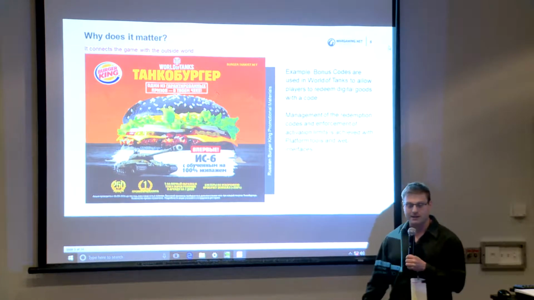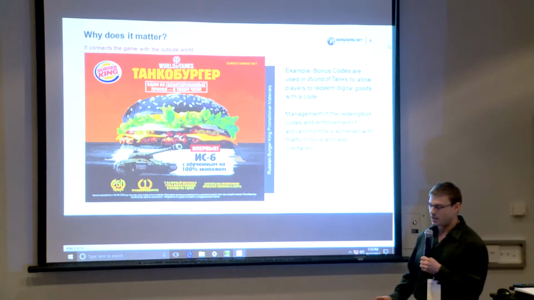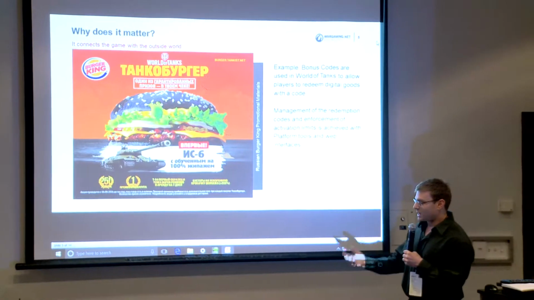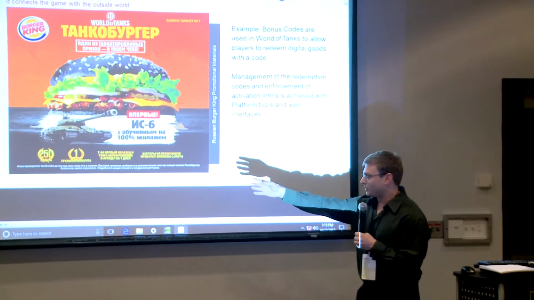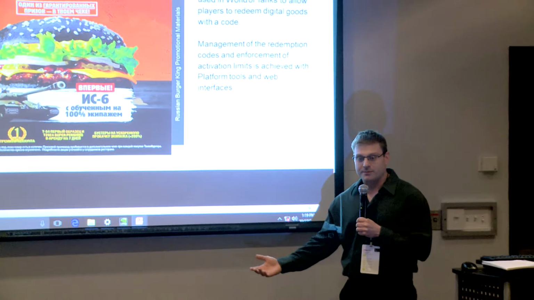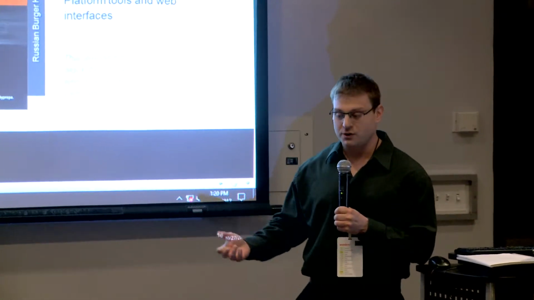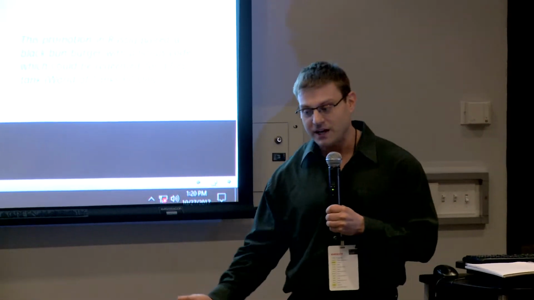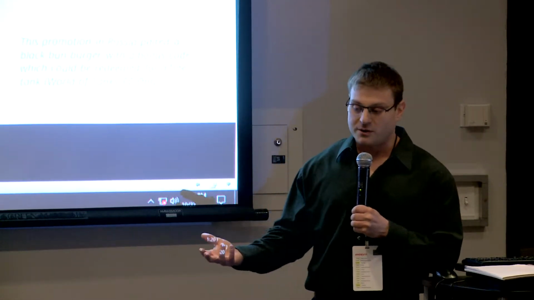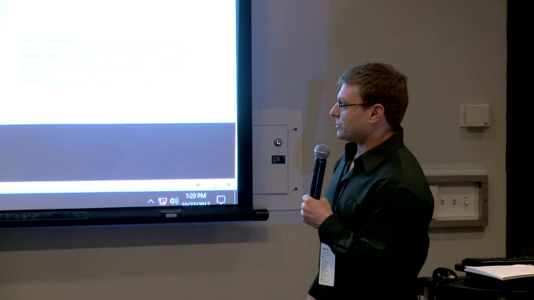So you'd go on the website, punch in your code, and you would get an IS-6 tank. And platform, you would get 250 gold and so on and so forth. So platform handles that. Essentially, you go to the web, you enter the code, it makes sure you can only enter the code once, it makes sure you have a valid code, and you can't make up your own code. It does all of that management of the redemption code, makes an invoice, and then stuff appears in the game.